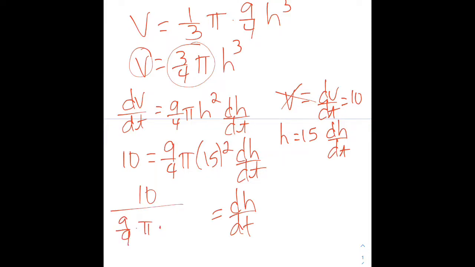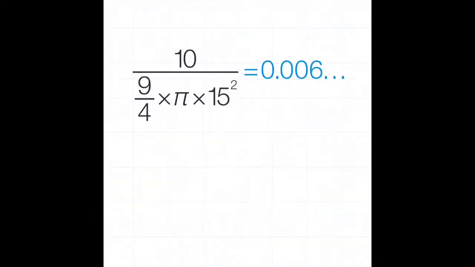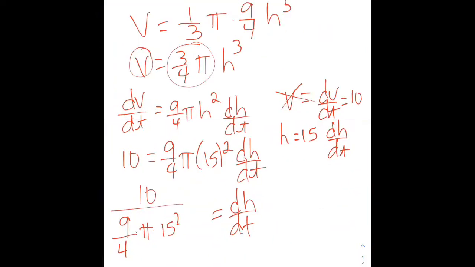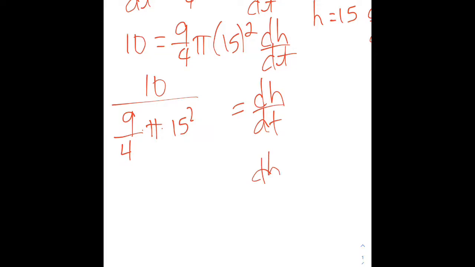That was kind of sloppy. Let me rewrite that. 9/4 times pi times 15 squared. I've already typed that in to save us a little bit of time here. And so my rate of change of the height is 0.006, and height would be measured in linear feet per minute.